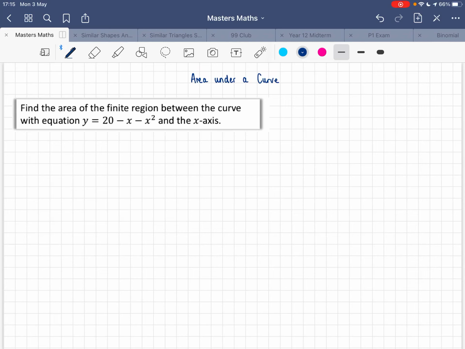Okay, so following on from definite integration, we use it to find the area under a curve. We're going to just jump straight in. Again, this one shouldn't take too long, but we'll see. Questions will look something like this.